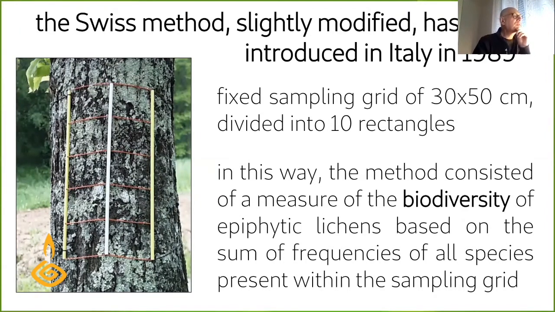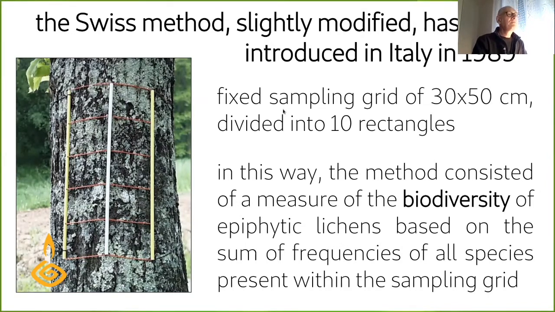The Swiss method was based on placing the grid on 50% of the tree trunk, in the place of the trunk where the lichen cover was highest. So there is a certain subjectivity in placing the grid, and especially the surface that was sampled was never the same, because it was based on the diameter of the trunk at breast height. It has to be placed at 1 meter more or less. Yes, between 1 and 2 meters from the ground.